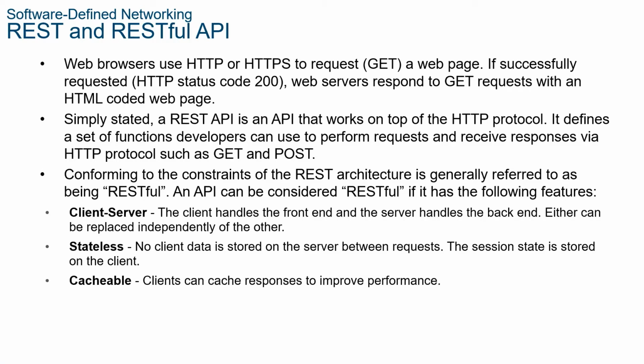It defines a set of functions developers can use to perform requests and receive responses via HTTP protocols such as GET or POST. Now, conforming to the constraints of the REST architecture is generally referred to as being RESTful. An API can be considered RESTful if it has the following features. First, there is a client-server model. The client handles the front end and the server handles the back end. Either can be replaced independently of the other.